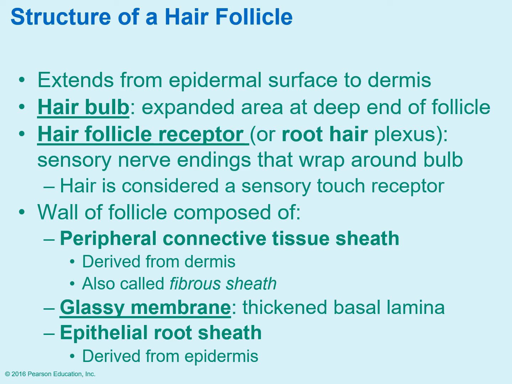So the hair follicle extends from the epidermal surface all the way down to the dermal layer. The hair bulb is that area that's very deep. The hair follicle receptor, also known as the root hair plexus, is this area where you have the sensory nerve endings. They're going to wrap around the hair bulb. And so it's going to be able to pick up, like if you pull it, it's going to feel it. There are several additional layers of the wall around the follicle where there's connective tissue, there's a membrane, and then you've got the root sheath.